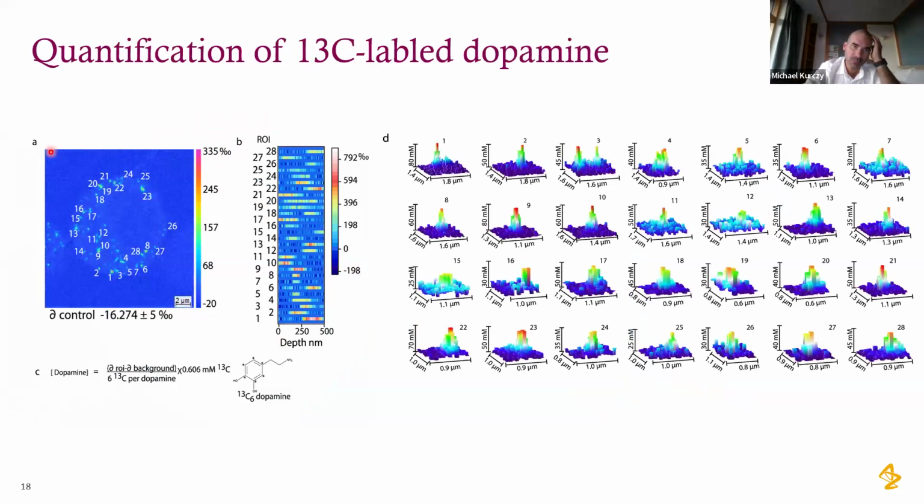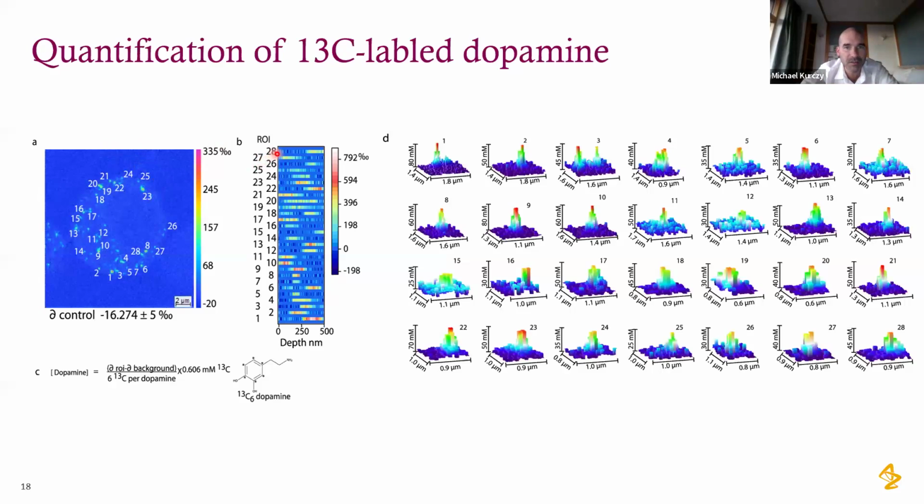And so we do the measure. So this is a PC12 cell that's been labeled with the C13 dopamine. And you see what happens is we don't actually reach that 600 per mil that we predicted from our known concentration. And so the thing that we realized was that this image is actually a stack of images. And so we're averaging a stack of images.